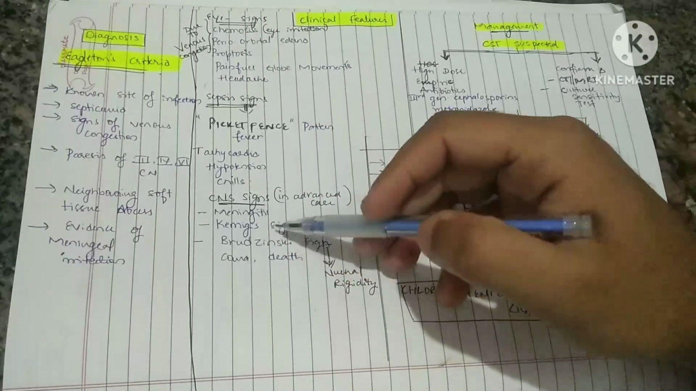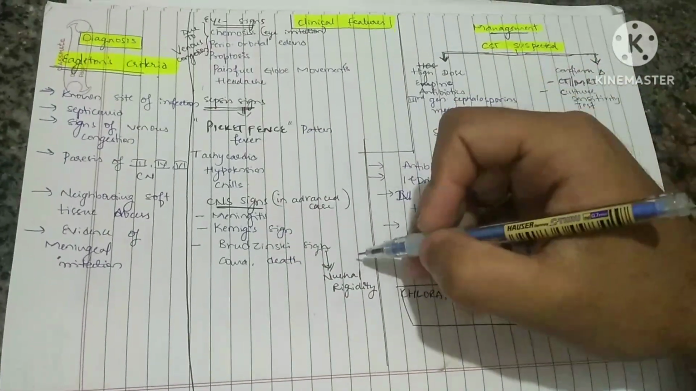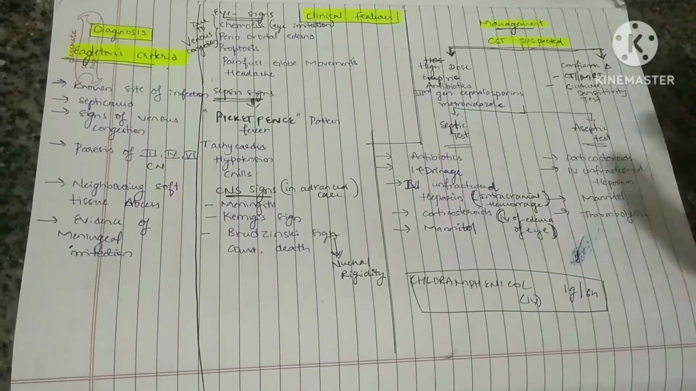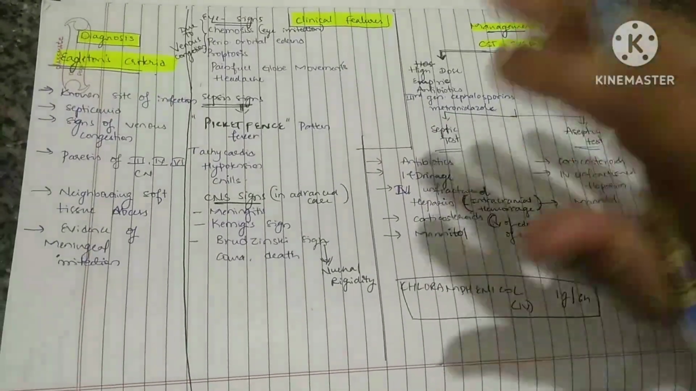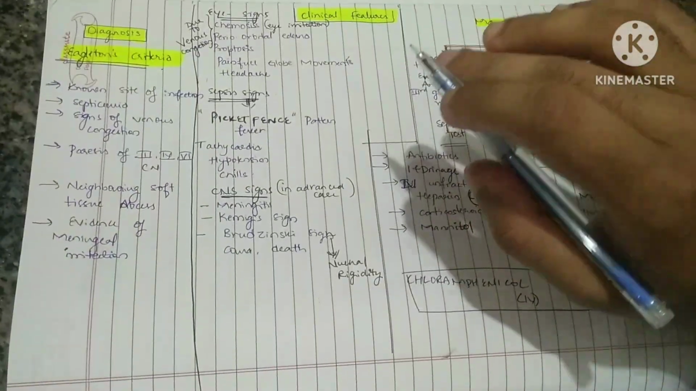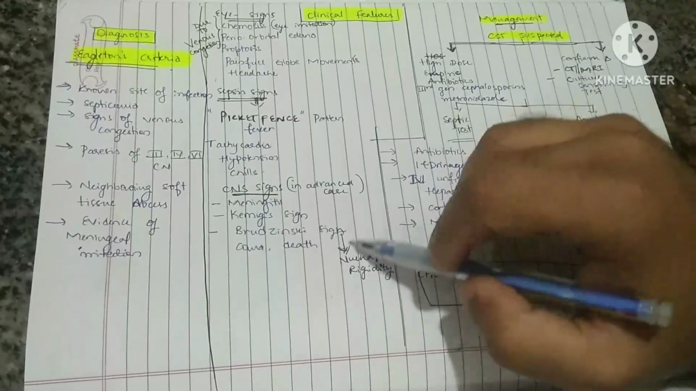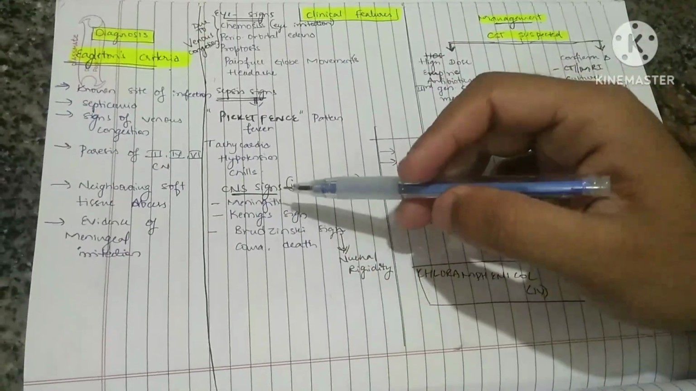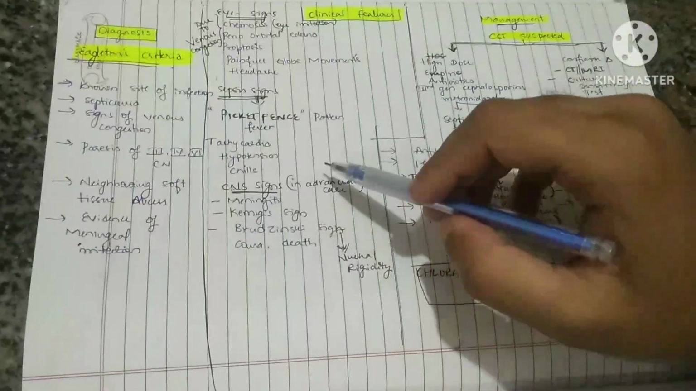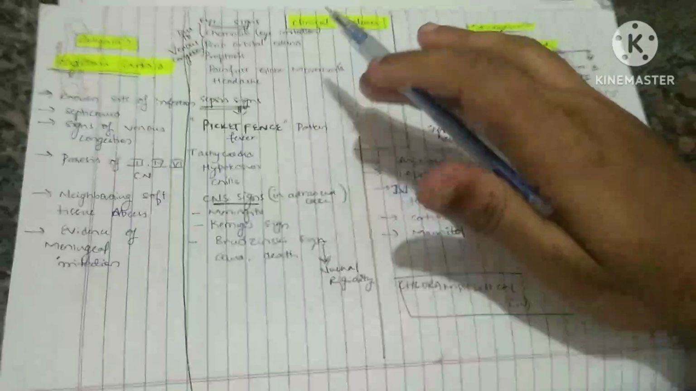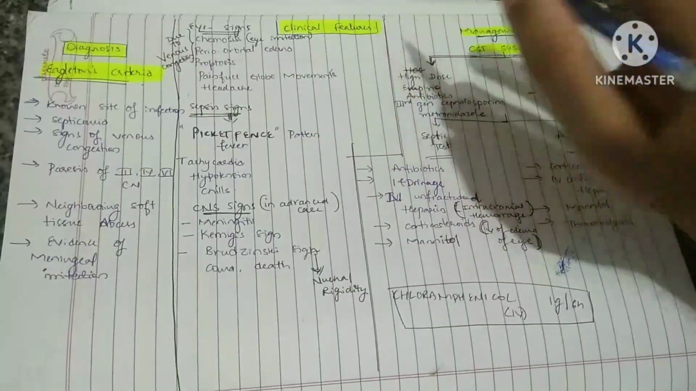And Brudzinski sign is nothing but there is a pain or neck rigidity where the superior nuchal line and the inferior nuchal line are in the occipital triangle. So in the occipital area or the suboccipital area, there we are going to see neck rigidity. Again, further in an advanced case there is going to be coma and then resulting in death. So all these three signs are the important clinical features.